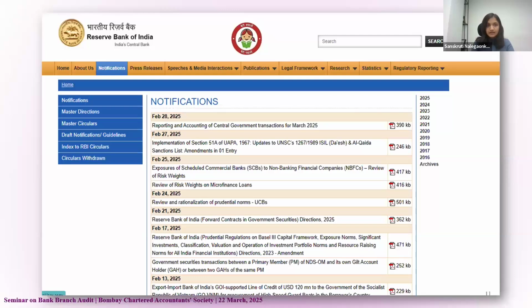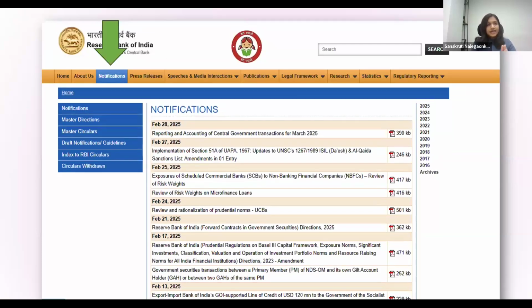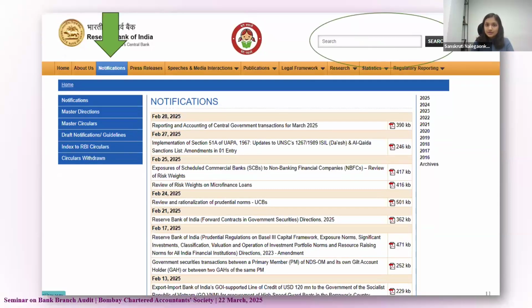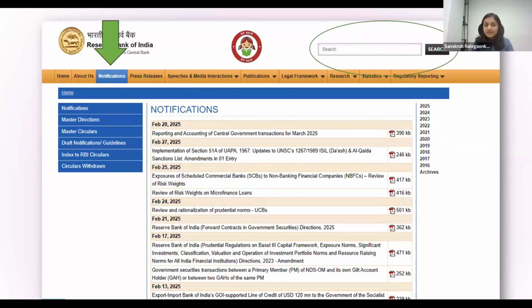Here is RBI's website. The notification section is located on the home page. This section provides the latest updates on RBI's circulars, policies, and guidelines relevant to the bank audits. Here is the search bar. By entering keywords like IRAC norms, LFR circular, or Basel III, auditors can directly access the relevant RBI circulars and regulatory updates.